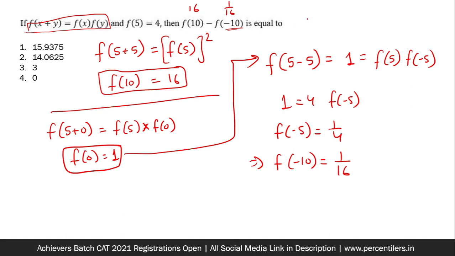So this is 16 minus 1 by 16 basically. Now you could figure out the exact value. In CAT you have access to a calculator also, but I don't think there is any reason for doing that. So clearly from 16 you are subtracting something, and that something is not even 1. So the answer has to be 15 point something. And if you calculate the exact value, you are going to get 15.9375.